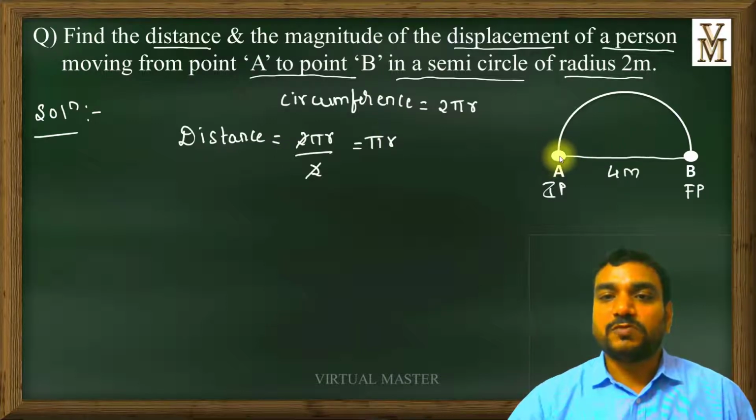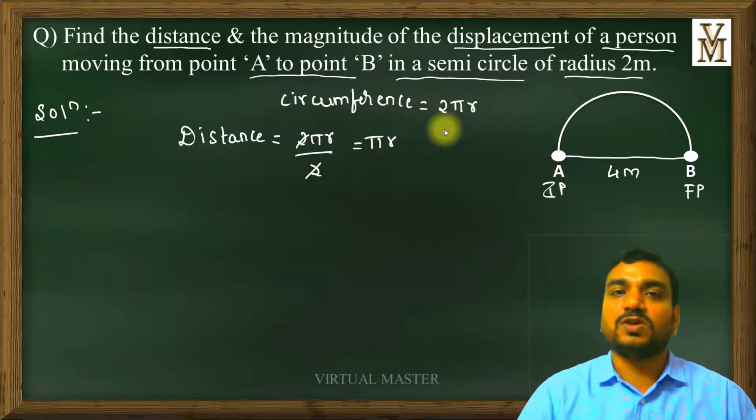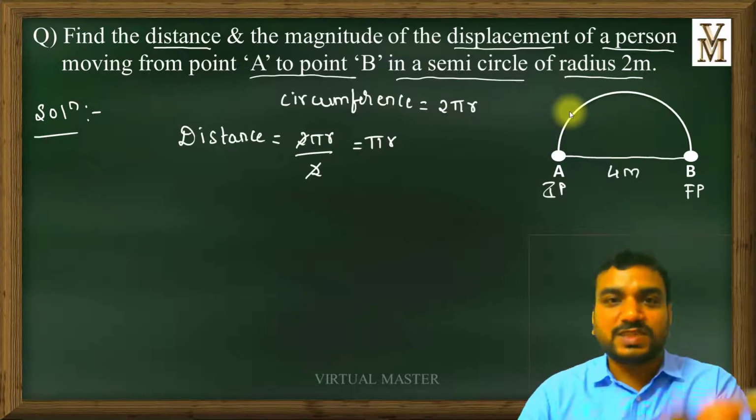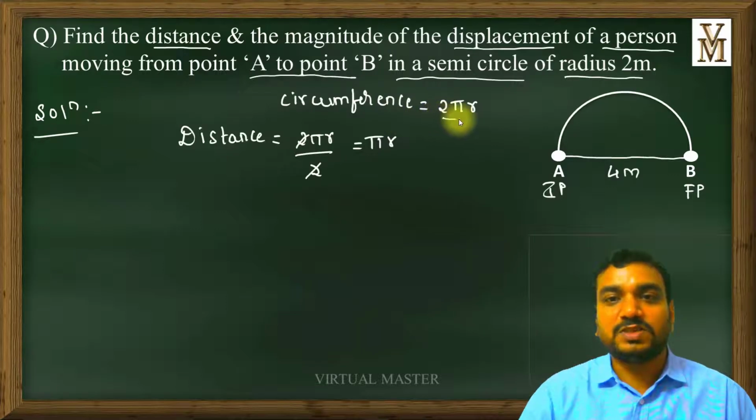Now I am going to repeat once again. Since the person is moving from point A to point B in a semicircle, so the distance covered by the person from A to B is half of the circumference of a circle. Okay, why? Because semicircle is nothing but half of the circle, isn't it? So distance will be equal to half of the circumference of a circle. We know that the circumference of a circle is given by 2 pi r. So distance will be equal to 2 pi r divided by 2. 2 get cancelled.